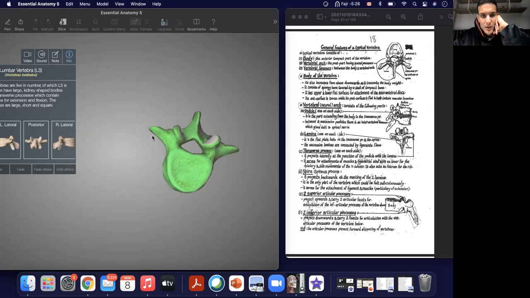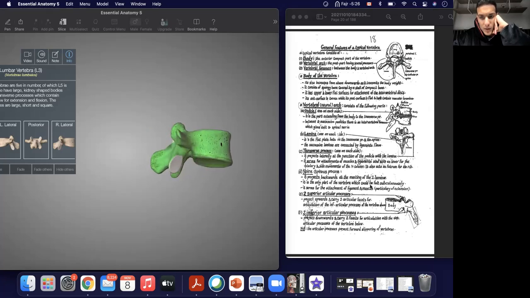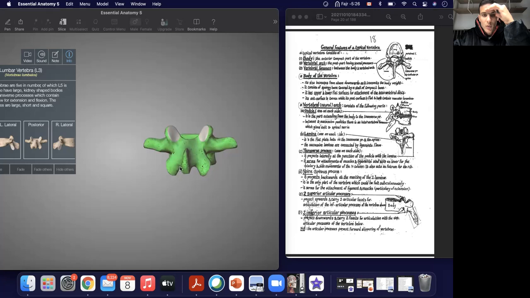Now the pedicles, the laminas, the transverse processes, the body. Now we're going to move forward. We have the spine. The spine is this part right here. It's the most posterior part of the lumbar vertebra. It projects backwards at the meeting of the two laminae. It is the only part of the vertebra which could be felt subcutaneously. What this means is that if you put your fingers to try and touch where your spinal cord is, what you touch is actually the protuberances of the spine. It serves for the attachments of ligaments and muscles. And then you have two superior articular processes, as you can see, 1, 2, and then two inferior, 1, 2.